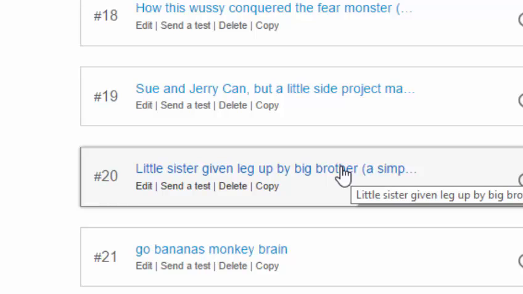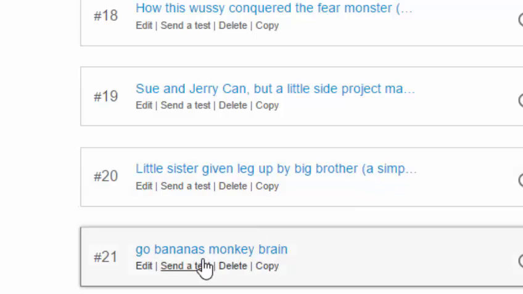So I thought, well, what should the headline be here? She got her start in Big Brother, and she's known as Little Sister. Well, that's pretty obvious. Let's just do a play on words. "Little sister given leg up by big brother." Bang. That's it. Another good one. This one worked well: "Go bananas, monkey brain." We got curiosity working there, we got provocation, and we got humor. Ideal.